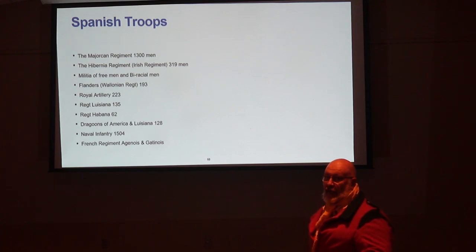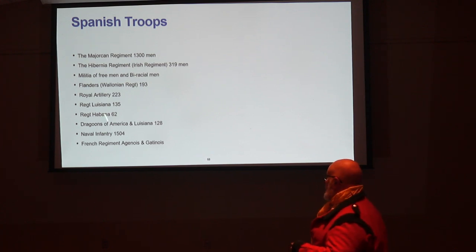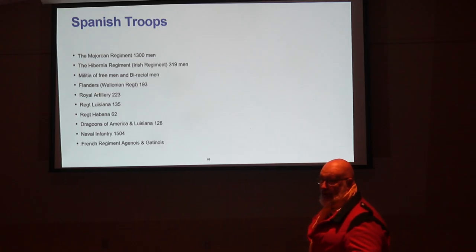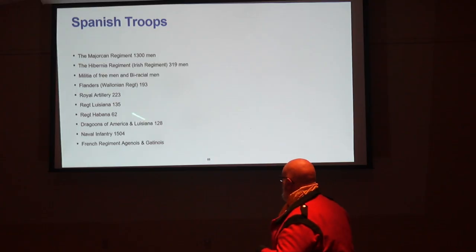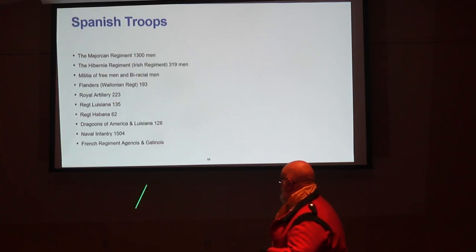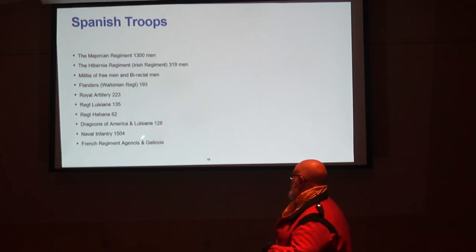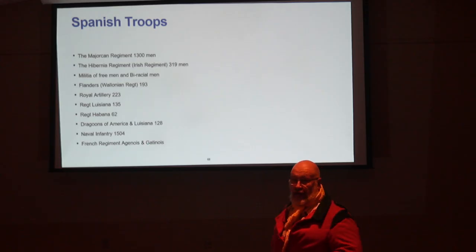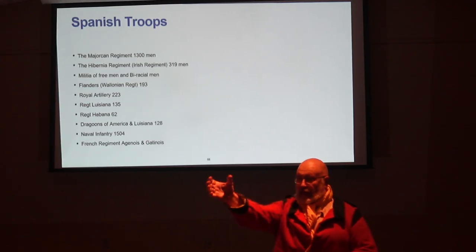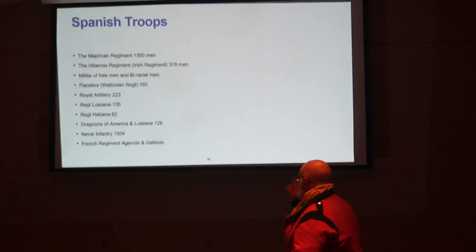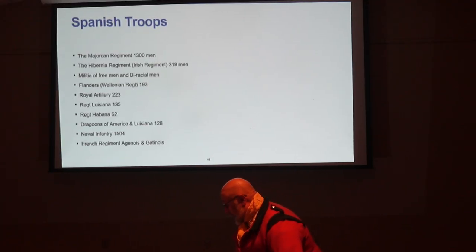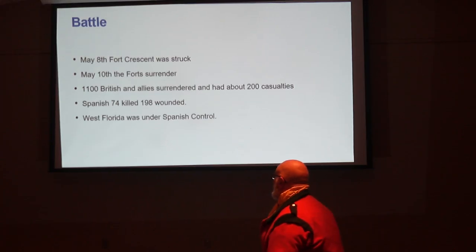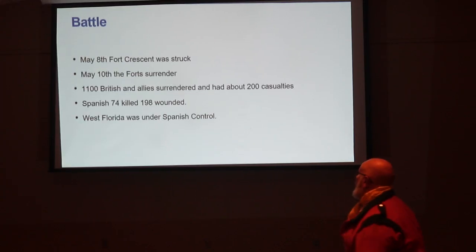And you have to be careful with these numbers because it depends which source you go to, what the numbers are. I've seen this regiment as high as 200, I've seen it as low as 10, so I don't know which one's right. Dragoons of America and Louisiana, two separate regiments, 128. 1,504 naval infantry, so those poor sailors got pulled off their ship and said, here's a musket, have fun. Two French regiments, Agenouin and Guthrie. Again, guys from Europe who are now dropped in the middle of a swamp.